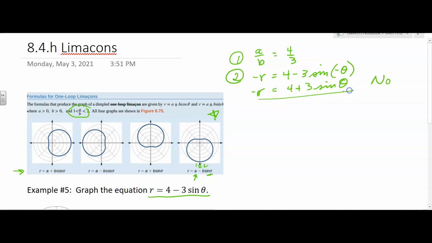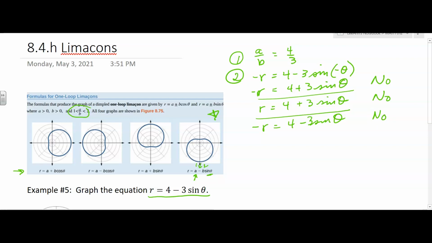And then you can do the other ones. r equals 4, it would be plus 3 sine theta. Okay, that's going to be a no. And that would be symmetric with respect to the polar axis. So it's not going to be symmetric with the polar axis. And then the other one would say negative r equals 4 minus 3 sine theta. And those are not going to be the same as the original. So no, it's not symmetric about the pole.